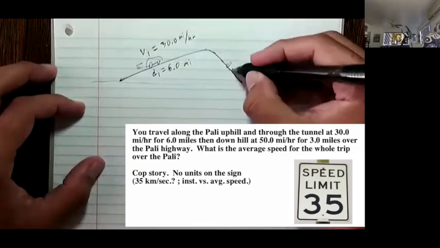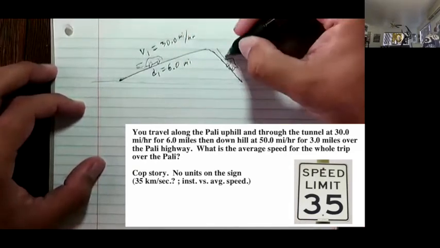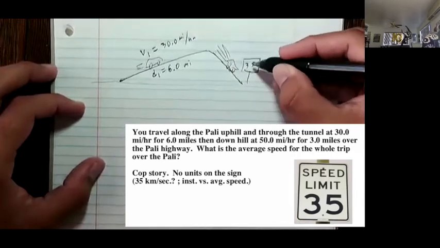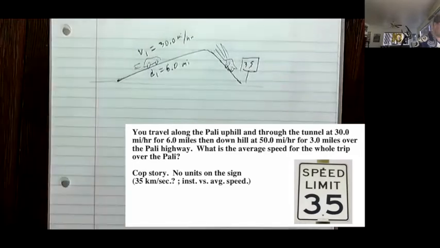And then it's going to be speeding faster going downhill, right? And that's probably where we got our speed limit sign, 35, whoop, whoop, and our instantaneous speed was maybe 50, and we got in trouble. Oh no.